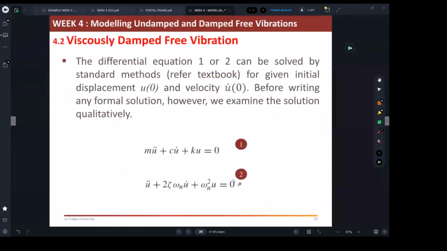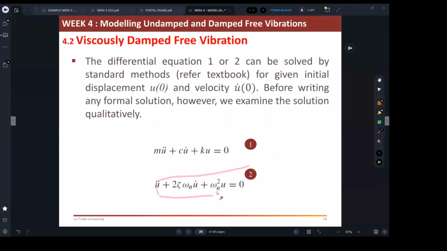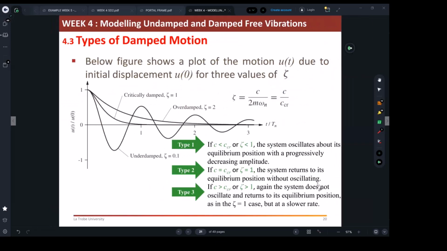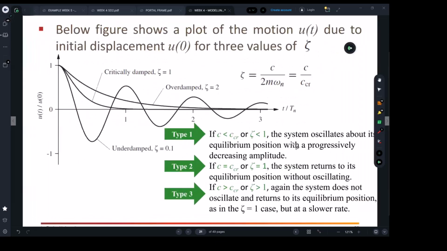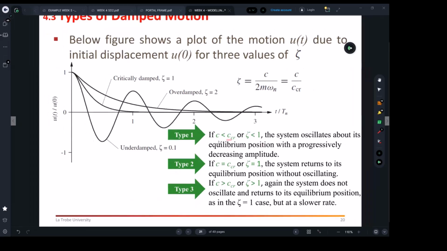So I'm talking mathematically. If you really try to solve this, you're going to find 3 complicated solutions. I'll show you one of them. Type 1, as I said, is when C is less than C critical, which is the type we work with in structural engineering. Type 2 is when the damping constant is equal to critical damping, which means the damping ratio is 1, and that means the system returns to its equilibrium straight away without vibration. It will straight away return.